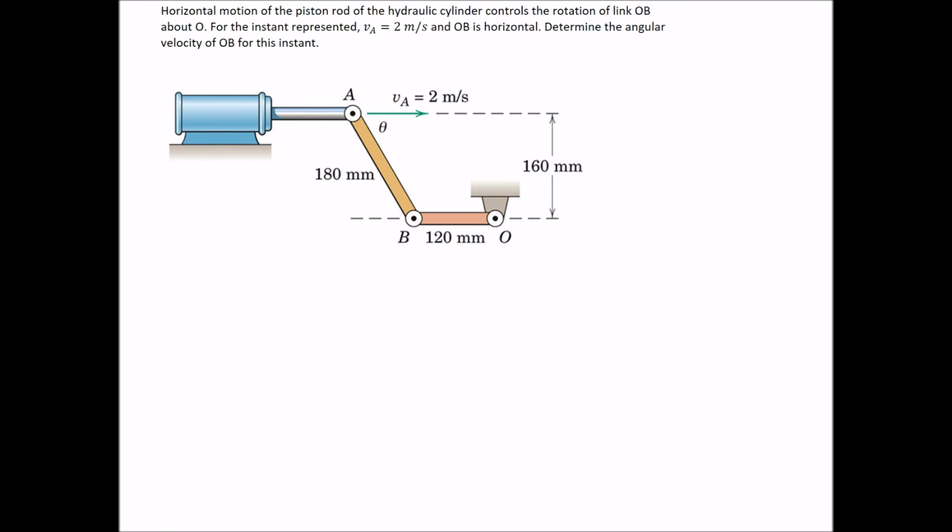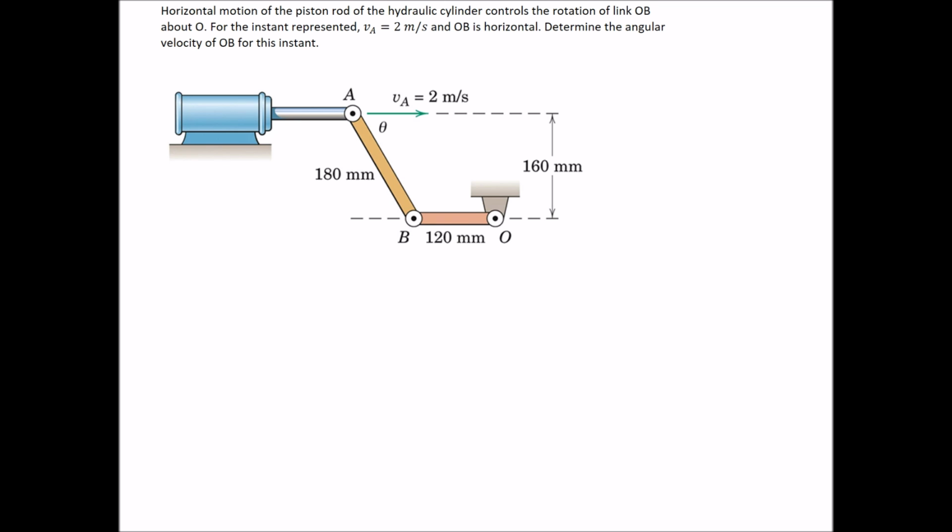So horizontal motion of the piston rod of the hydraulic cylinder controls the rotation of link OB about O. For the instant represented, VA, the absolute velocity of point A, is equal to 2 meters per second, and the link OB is horizontal. So we're asked to determine the velocity of the link OB for this instant.